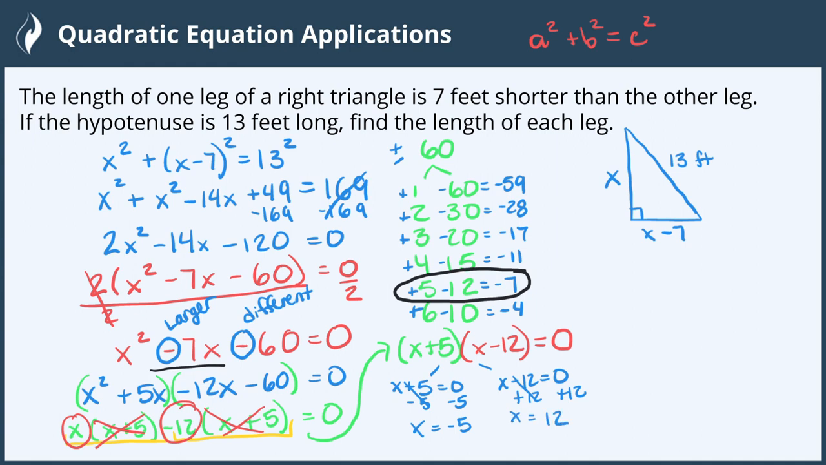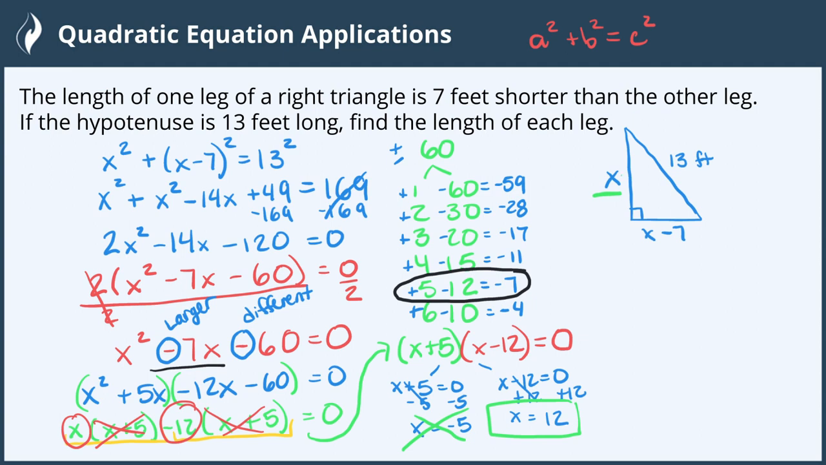If we were simply solving a quadratic equation, we would be done with our two answers. However, because this is an application problem, we need to see if it fits the application. x stands for the length of the longer of the two legs of the triangle. And because length cannot be negative, x equals negative 5 cannot be a solution. So it leaves us with x equals 12.